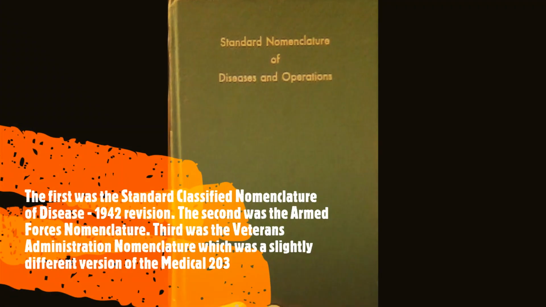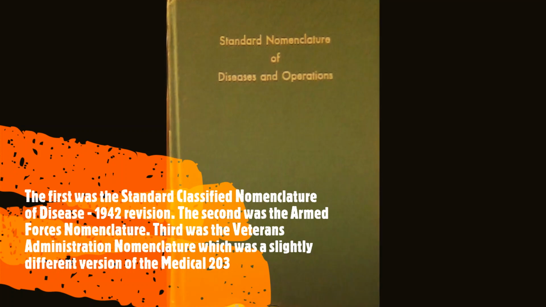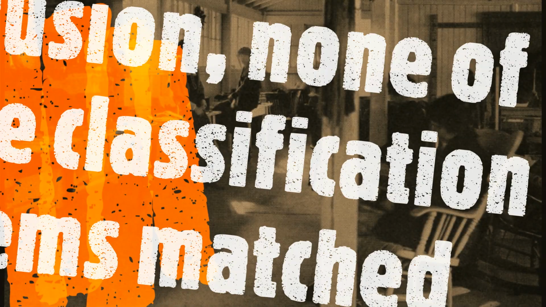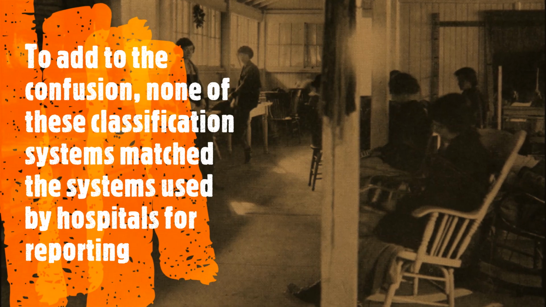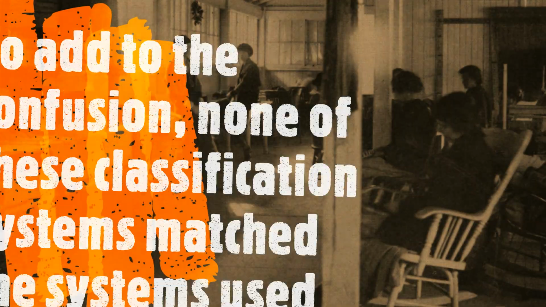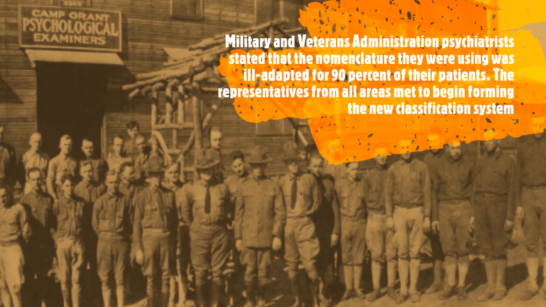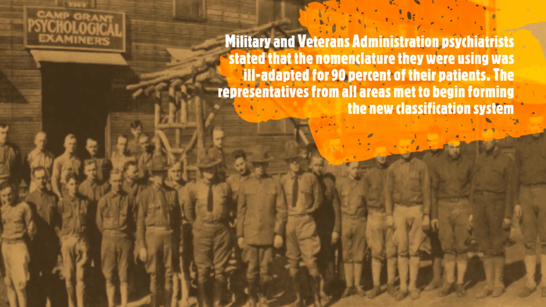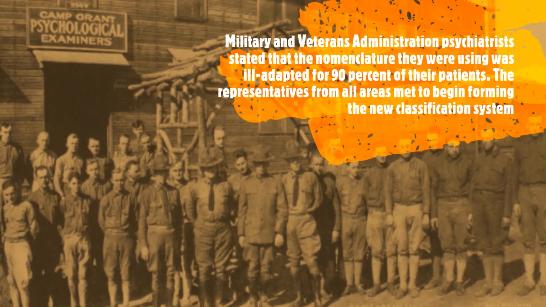The first was the Standard Classification Nomenclature of Diseases, 1942 revision. The second was the Armed Forces Nomenclature, whereas the third was the Veterans Administration Nomenclature, which was a slightly different version of the Medical 203. To add to the confusion, none of these classification systems matched the system used by the hospitals for reporting. Military and Veterans Administration psychiatrists stated that the nomenclatures they were using were ill-adapted for 90% of their patients.